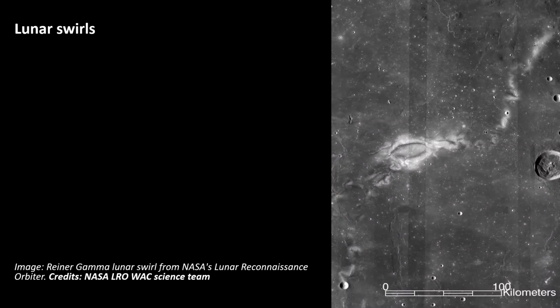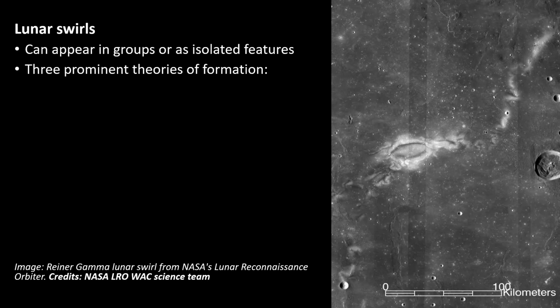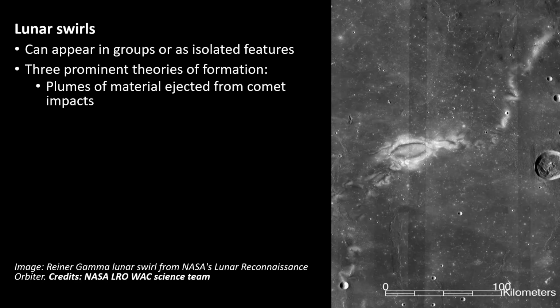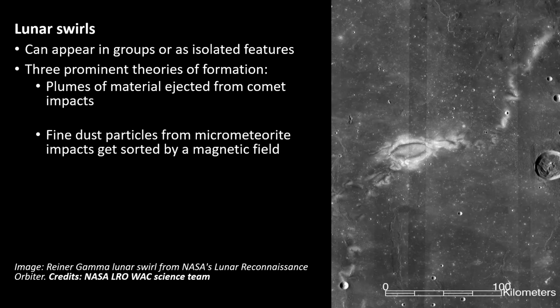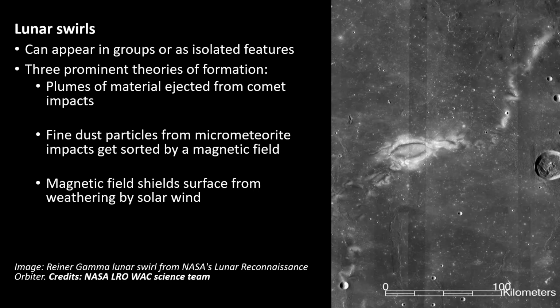Another interesting feature on the surface of the moon are called lunar swirls. These can appear in groups or as isolated features. There are three prominent theories of how these lunar swirls are formed. The first theory is that they could be plumes of material ejected from comet impacts. Or they could be fine dust particles from micrometeorite impacts that get sorted by a magnetic field. A third theory is that a magnetic field shields the surface from weathering by the solar wind.